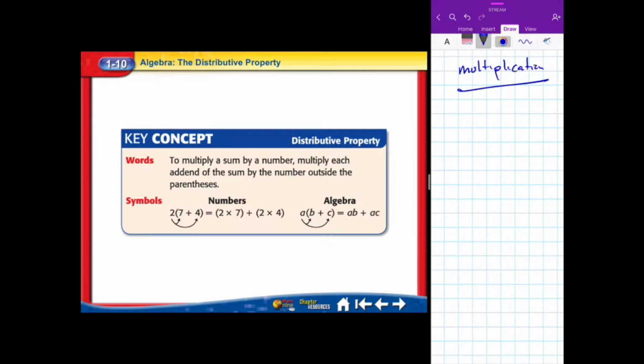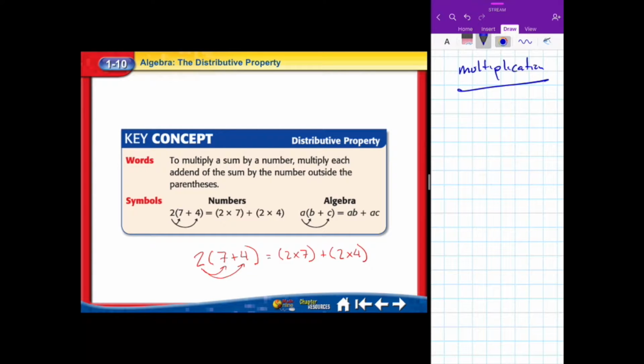So what you see here is we're really looking at 2 parentheses 7 plus 4. What you're going to do is distribute this 2 to the two different numbers. You're going to distribute it to the 7, and you're going to distribute it to the 4. And that's what you're going to do. So what that turns into is you have a problem: 2 times 7 plus 2 times 4.